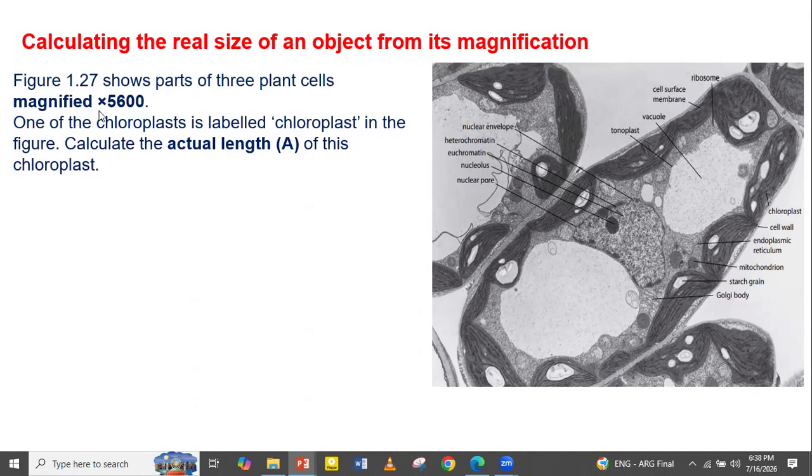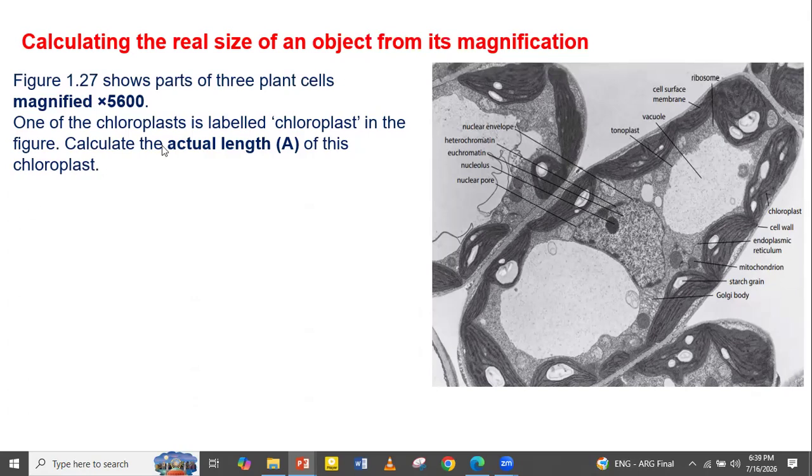So they are telling us this image was magnified 5,600 times. So that means this is the magnification. But they want us to calculate the actual length, A, of the chloroplast labeled chloroplast. That simply means look for that chloroplast. This is the chloroplast, which has been labeled. We have other chloroplasts, but they have not been labeled, so I will not consider them. It's always very important that you follow instructions.